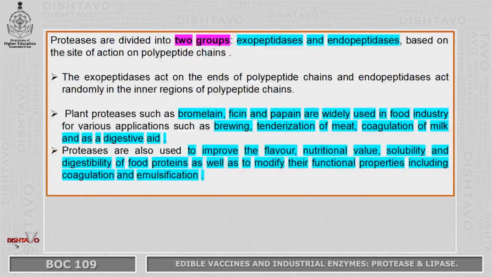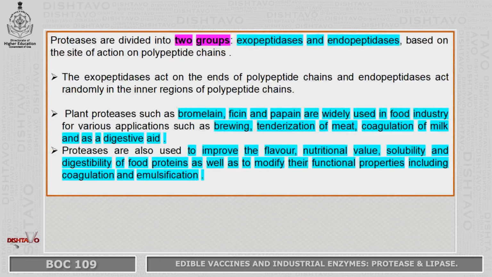They are grouped into two types: exopeptidases and endopeptidases, based on the site of their action on polypeptide chains. Usually, exopeptidases act on the ends of the polypeptide chain, whereas endopeptidases act randomly. Some of the plant proteases include bromelain, ficin, and papain, which are widely used in the food industry for brewing, tenderizing of meat, coagulation of milk, and digestive aids.